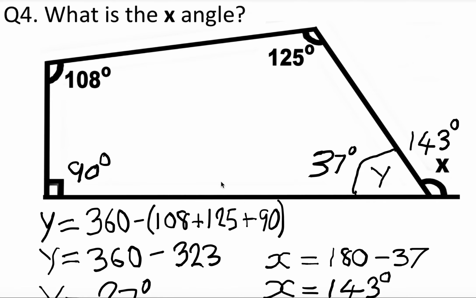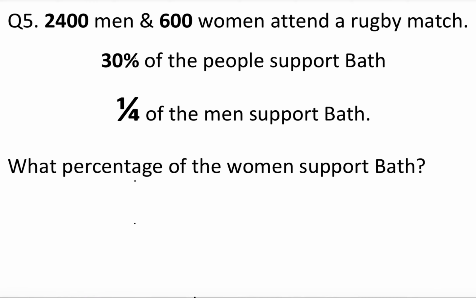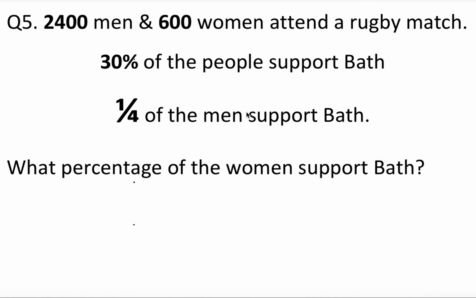Let's move on to the next question. Ooh, this is all about a rugby match. It's all about the percentages of people who watch the rugby match. So basically, it says we've got 2,400 men and 600 women attend a rugby match. Well, that's quite a lot. So what's the total of people? So let's write that down, the total number of people.